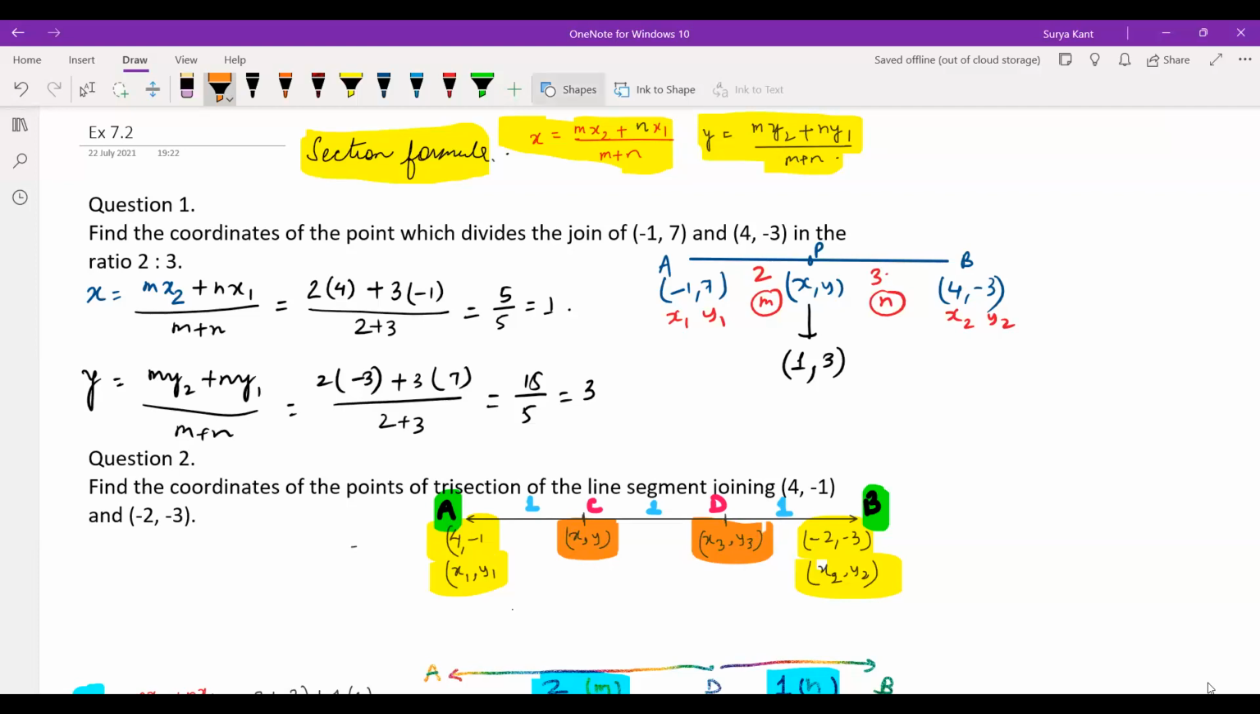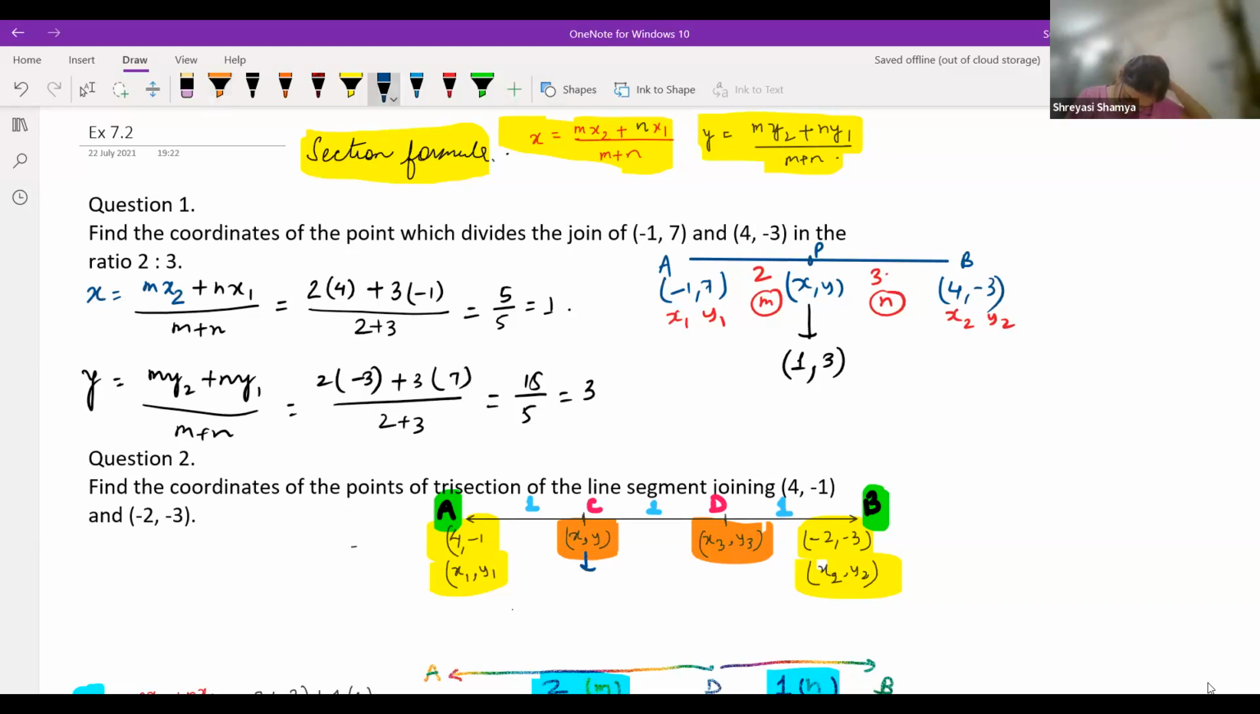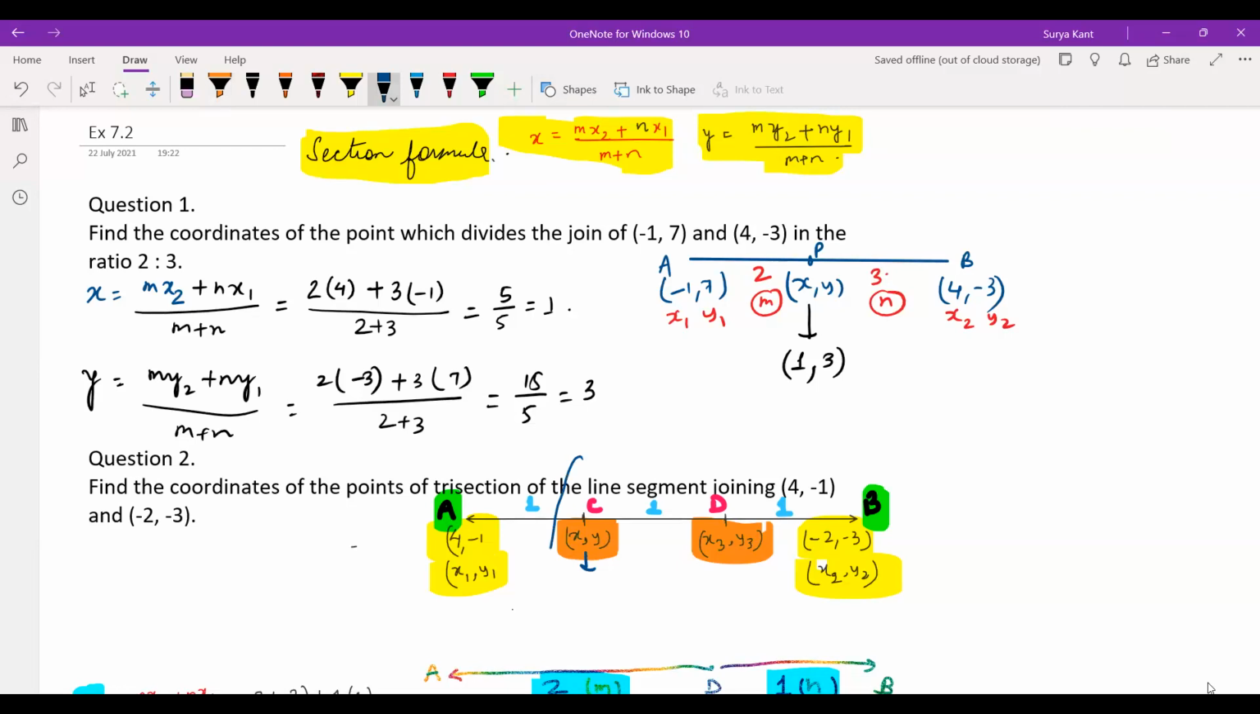Anyone got the answer for x, y? I got it. Okay. One hint: if you're finding this C part, x, y, you forget about D. So the ratio of M will be 1 and N will be 2, because there are two parts. Simply consider one single line and think of it as two parts only. Don't consider three parts. So 1:2, M is equal to 1, N is equal to 2, and get the answers. That's all.